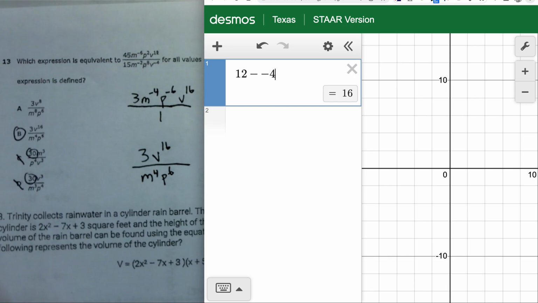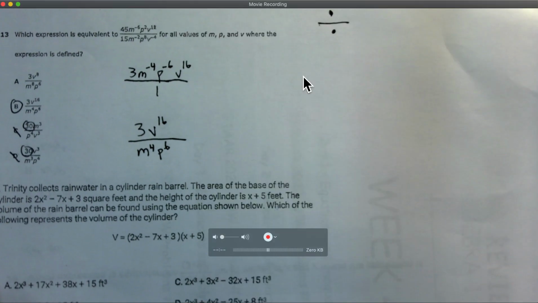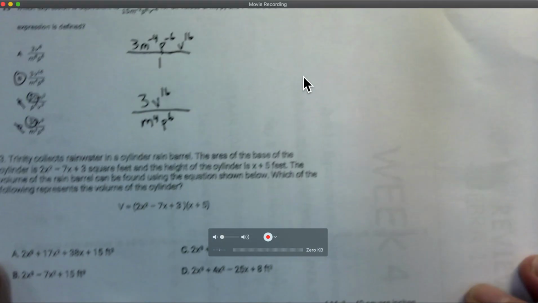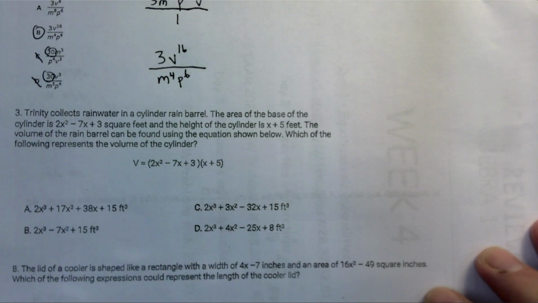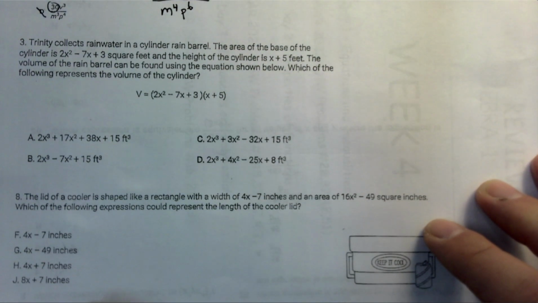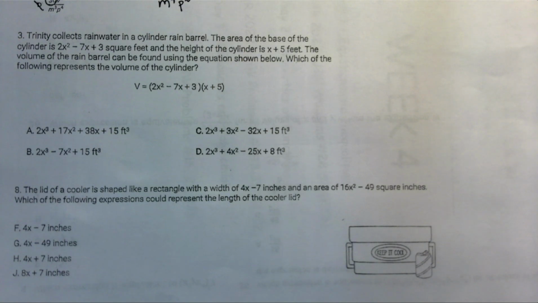All right. Number 3. Actually, I'm going to skip number 3. We're going to skip that one. Let's do number 8. I like this one because you will probably see a question like this on your STAAR test as well.